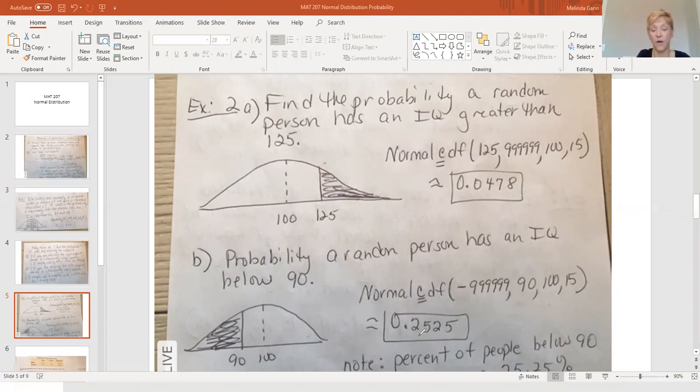and then there's your answer. All right. Now notice, if it wanted a percentage of people, then I would just take that and multiply by 100, which would give me like 25.25%.